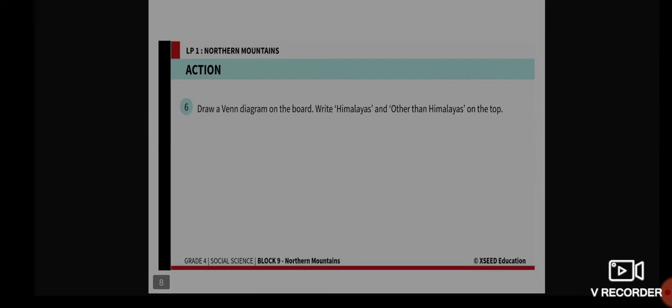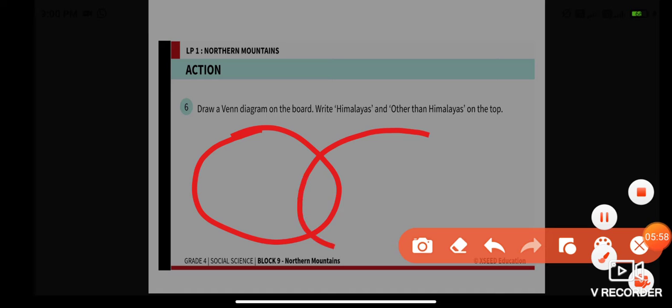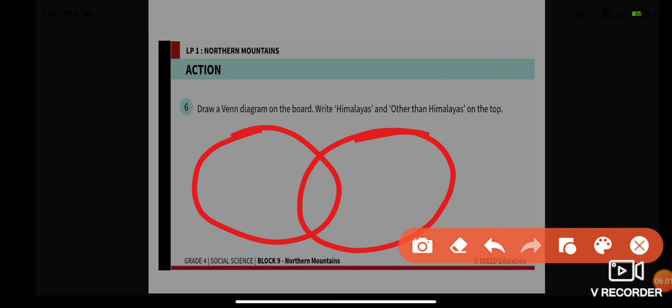Okay, here is question number 6. You have to draw a Venn diagram on the board. A Venn diagram means referring to this. These are known as Venn diagrams. Himalayas and other Himalayas on the top.